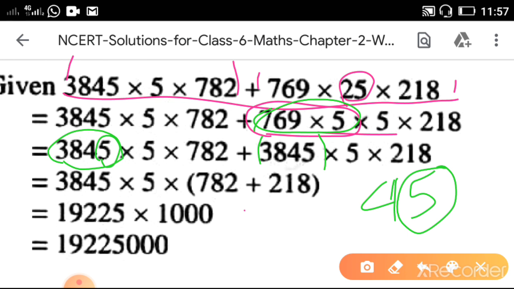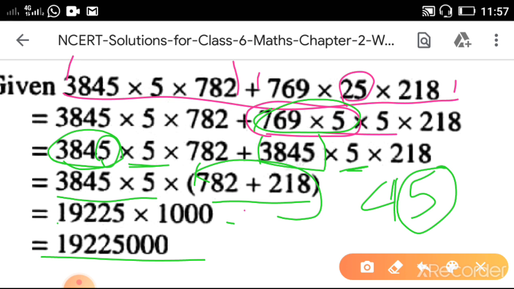Now this is the common number and one more number is there, common 5. Take both numbers outside of the bracket. Now what remains inside the bracket? 782 plus 218. Sum of these two numbers is 1000. So the answer, after the multiplication, is 1,92,25,000.